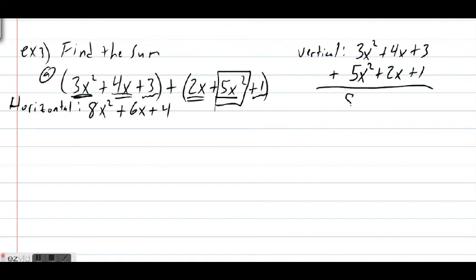Now I just look at 3 plus 5 gives me 8x squared. Again, I cannot say this enough. Do not change the exponent. X squared gives me x squared. Alright, 4x plus 2x, 6x. 3 plus 1 gives me 4. And you'll notice the answers are exactly the same. So whichever way you're more comfortable doing it, it's entirely up to you. Whatever way you're comfortable doing this problem.